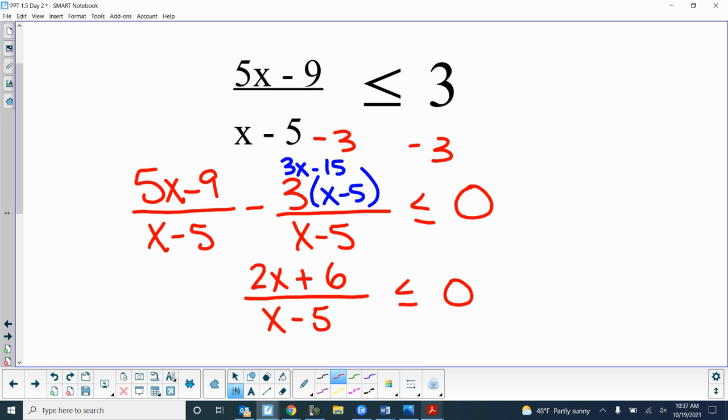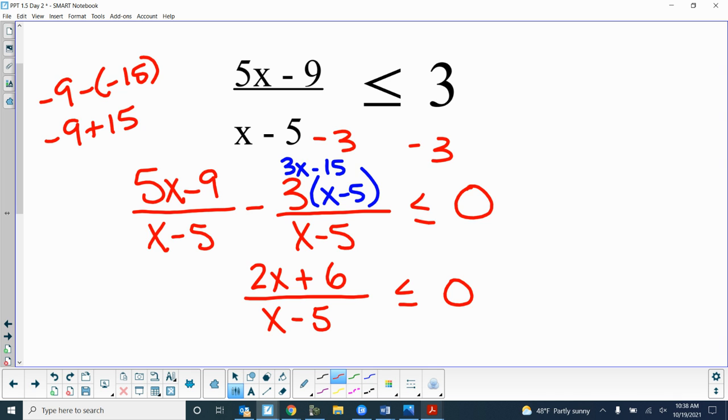Okay? Yes, ma'am. Yeah, minus a negative. So that's negative 9 plus 15, right? I just distributed that, and then I went, negative 9 minus negative 15, this minus and that minus, turn it into plus. All right, we good?